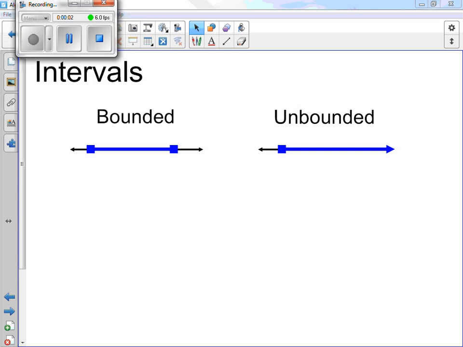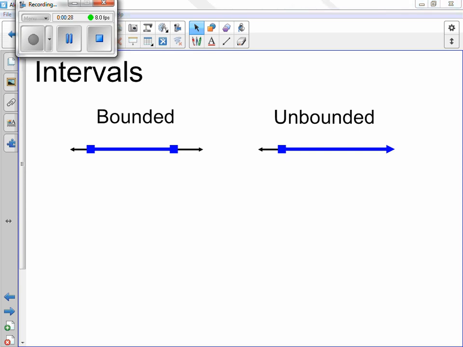Okay, so what we're finishing up with chapter 1.1 is intervals, bounded and unbounded, and interval notation. Now, there's two main types of intervals. We're going to talk about bounded and unbounded. Bounded means that it has two endpoints. You covered this probably in Algebra 1, yes? Bounded has two endpoints. There's a start and a finish.